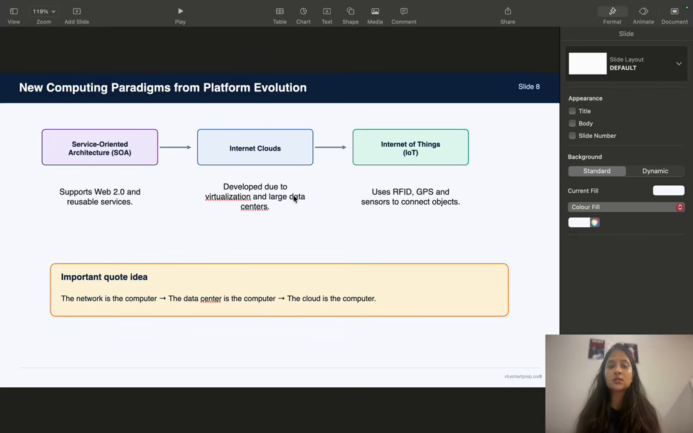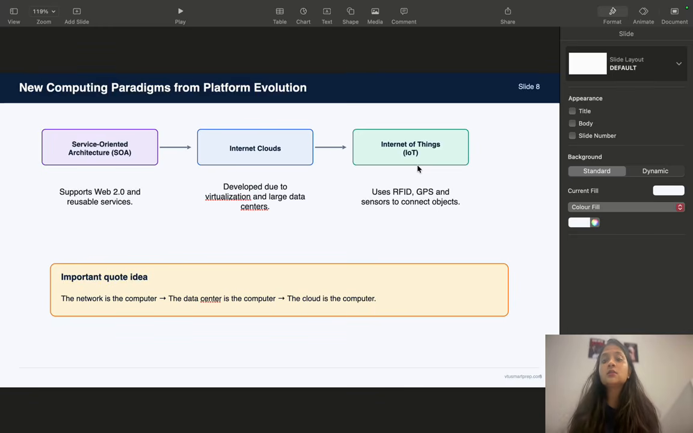keywords. First one is virtualization, then large data centers, and the third one, which is not mentioned here, is high speed networks. Three keywords you have to remember. So internet clouds were possible due to virtualization, large data centers, and high speed networks. And then third is the internet of things, also called IoT.